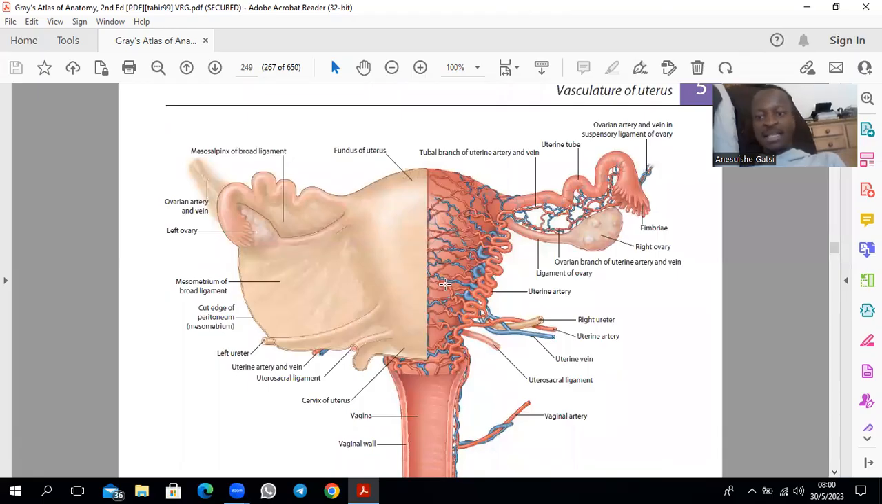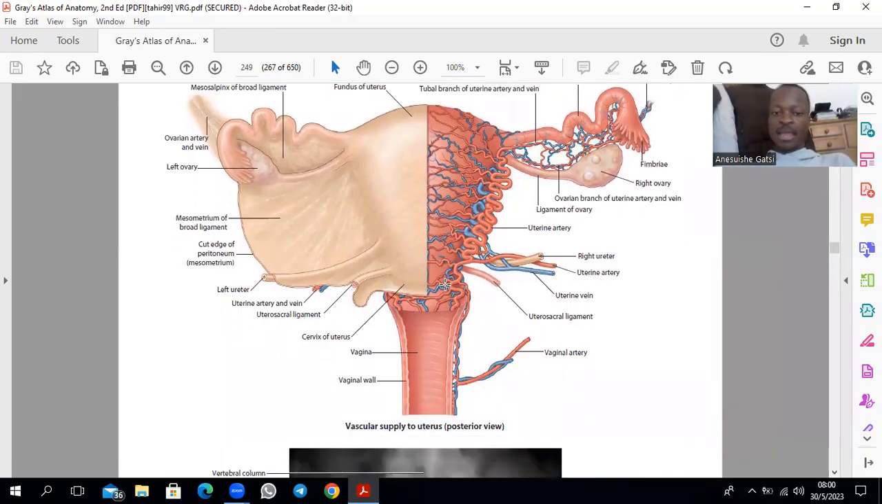Uterus, the blood supply is uterine artery, plus remember I said the fundus also gets blood supply from the ovarian artery. Ovary behaves like the testis, behaves like the suprarenal glands in terms of the venous drainage, meaning the veins on the right, they drain straight into the inferior vena cava. Those on the left, they first go to left renal vein.